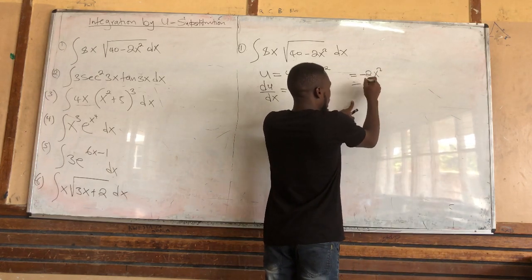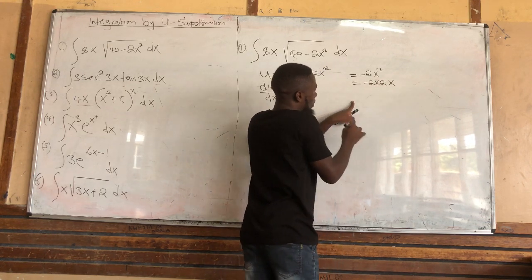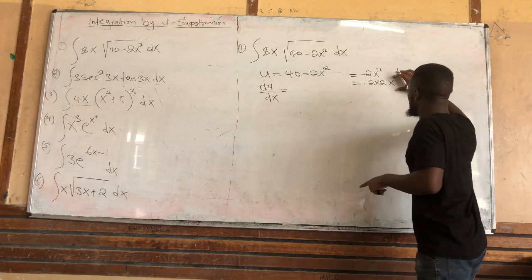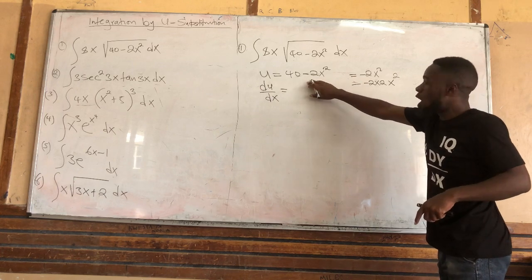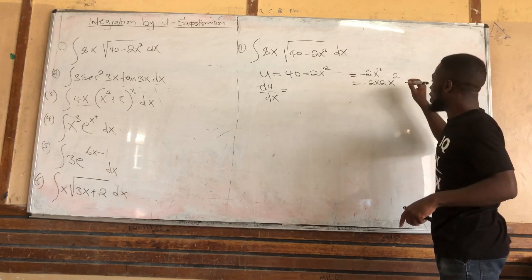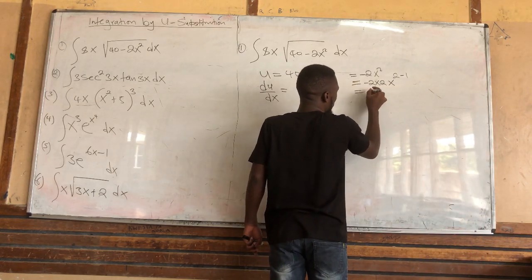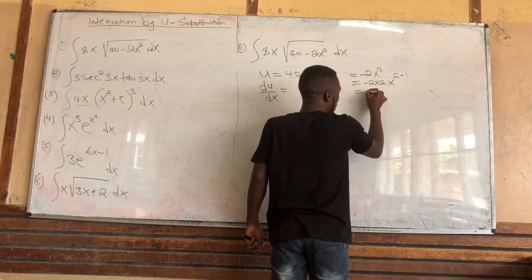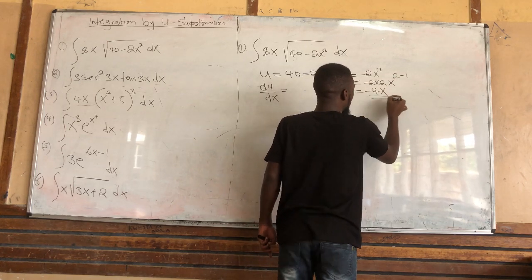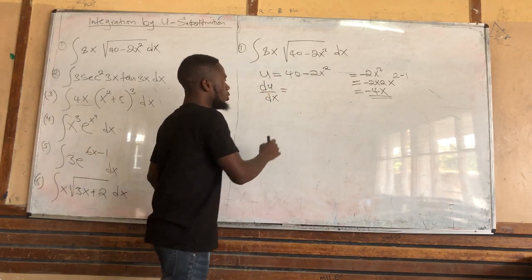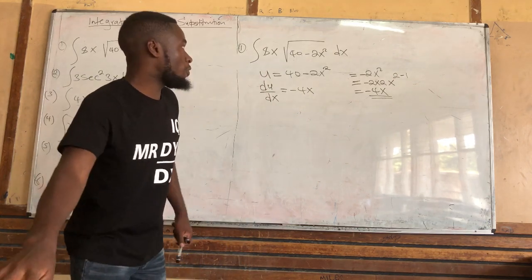Negative 2x squared: we multiply the power 2 by negative 2, and because we are differentiating, we decrease the power by 1. So the answer is negative 2 multiplied by 2, negative 4x, with 2 minus 1 being just 1. So du/dx is negative 4x.